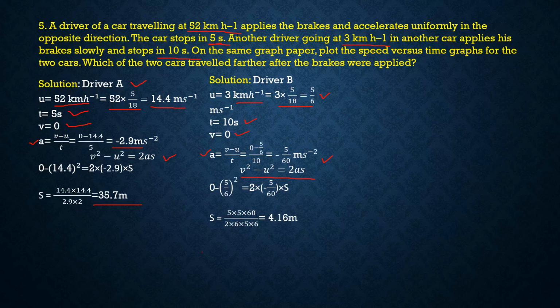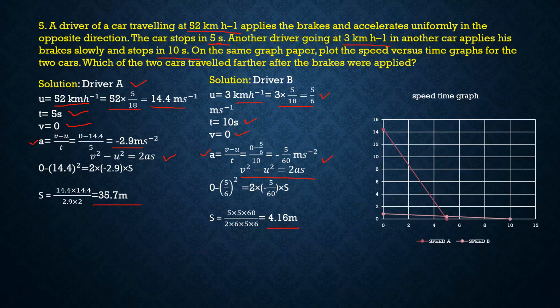Now when we plot a graph, the speed time graph, for driver A, when time is 0, initial speed is 14.4. So this point represents the initial speed, and when time is 5 seconds, final speed is 0.